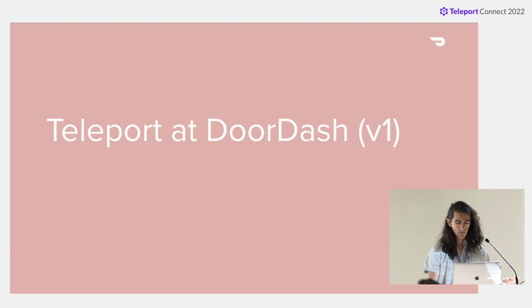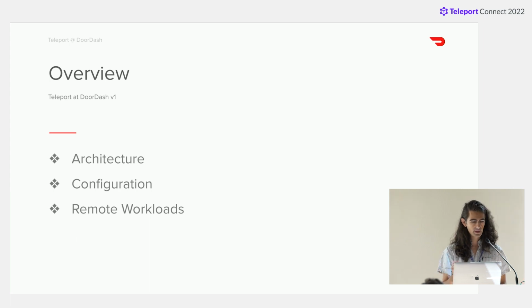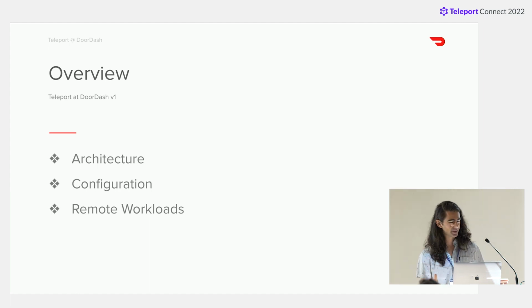So I want to walk through our initial Teleport setup. I'm going to walk through our root cluster architecture, how we configured our root cluster, and then some of the workloads that we ran to connect to our root cluster. This part gets into a little bit of detail around Teleport, so if you're not familiar, I'll try to explain, but there are some Teleport technicals here.